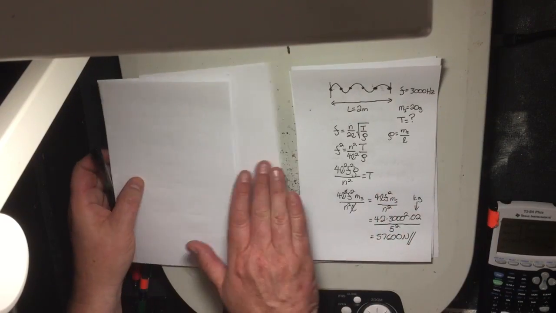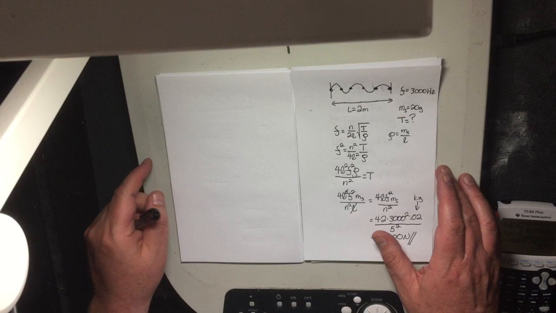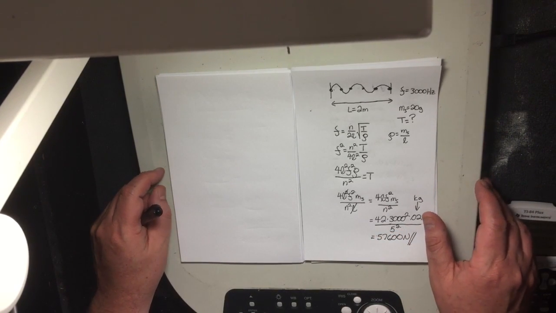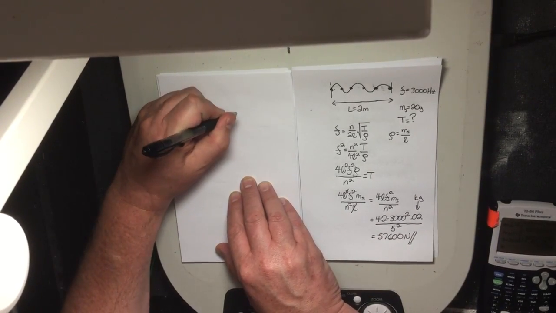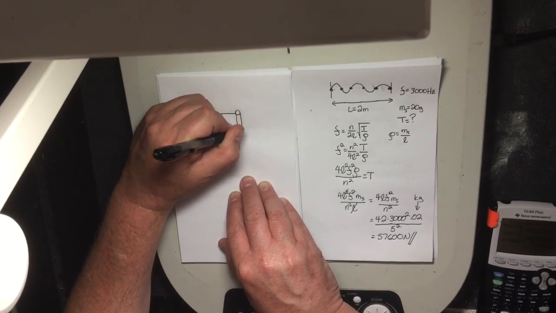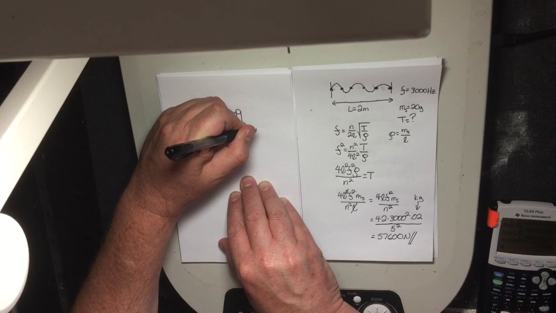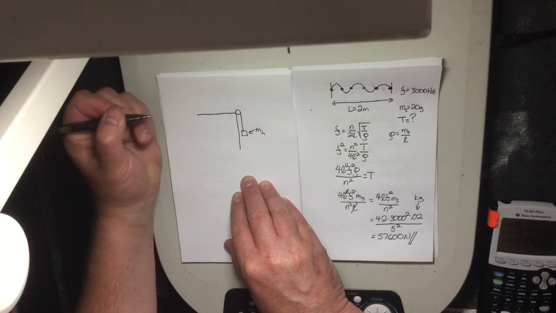Now we're going to do something a little bit more complex, and it could be on the test. When you look at it, you'll go, oh, this is... Say you have a cliff, and you have a pulley right there. You have a mass that's hanging.